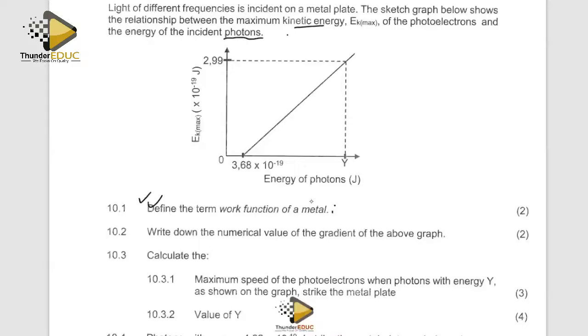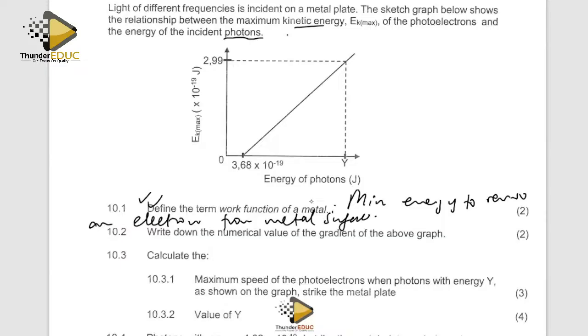So work function is more like the minimum energy required. Okay, minimum energy required to remove an electron from the metal surface. Now they're asking us to write the numerical value of the gradient. So what's happening here with the gradient?